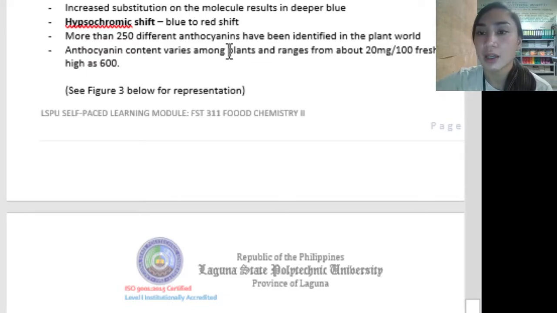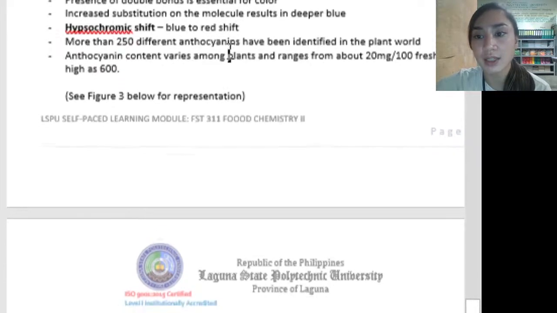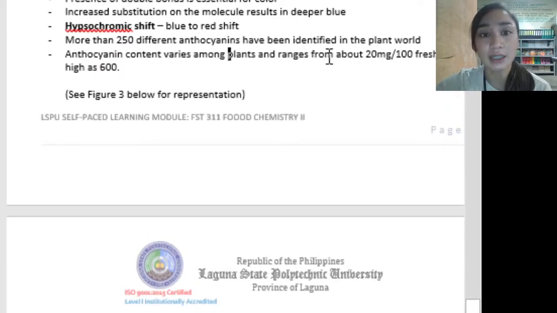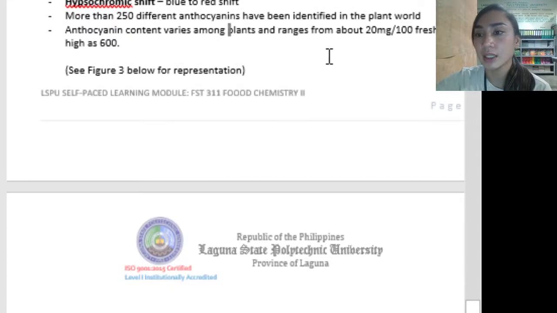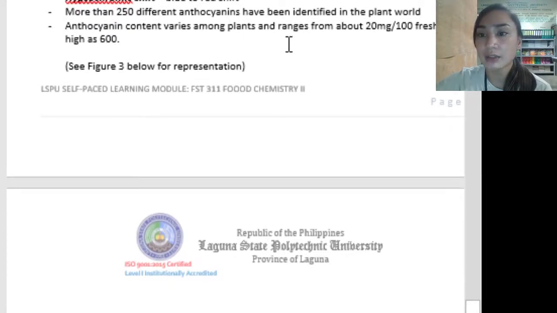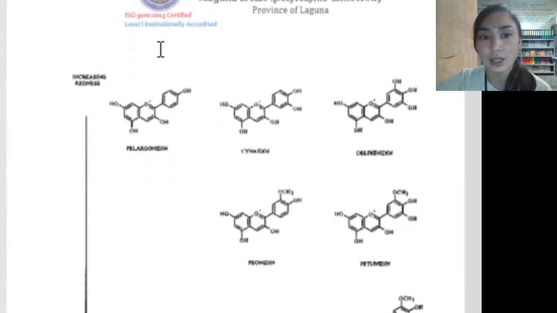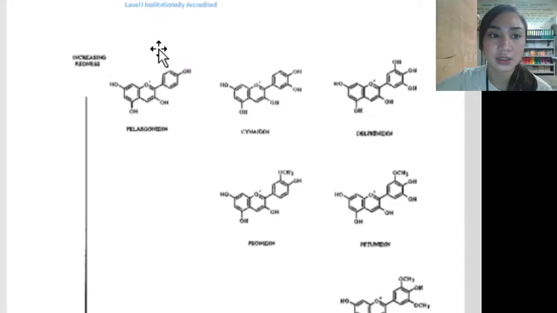Okay? So, there are more than 250 different anthocyanins that have been identified in the plant world. Imagine, napakadami talaga ng pigments, no? The content varies among plants, so you don't need to know this, no? Okay, so here we have another structures.